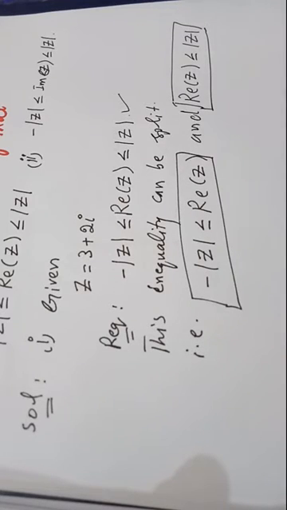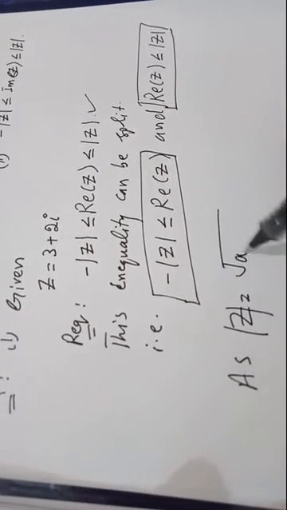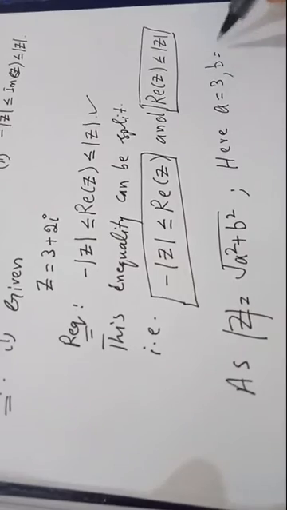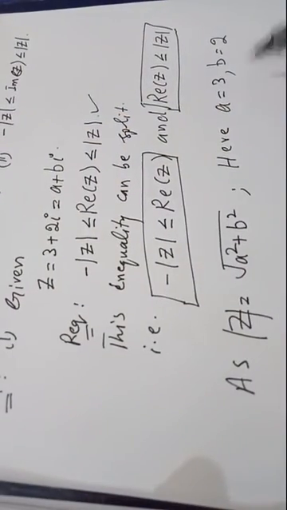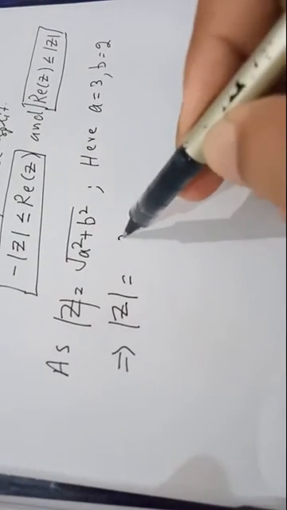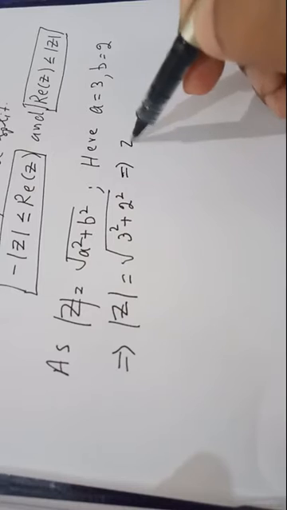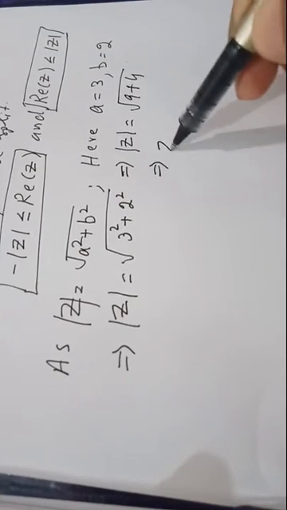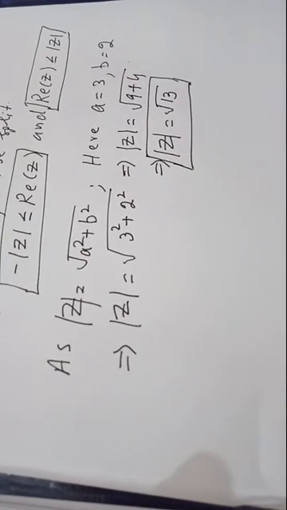For these two results, first of all I need to find absolute z. Absolute z is equal to the positive square root of a square plus b square. Here a is equal to 3 and b is equal to 2. When you compare z equal to 3 plus 2 iota with a plus b iota, you get a equal to 3, b equal to 2. So absolute z is equal to the principal square root of 3 square plus 2 square, that is the square root of 9 plus 4, which is the positive square root of 13. So this is the value of absolute z.